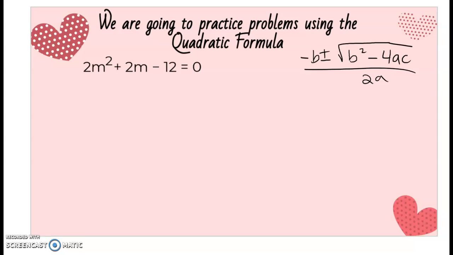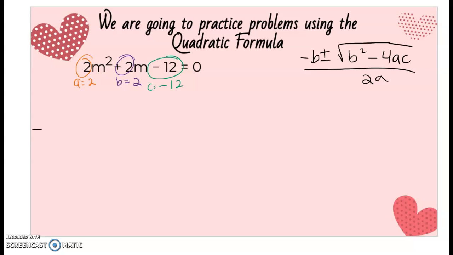So we got a here, which is our 2. Our b for boy is 2 as well. That's pretty cool. And our c is negative 12. Ooh, we got a negative number now. All right, let's use the equation.